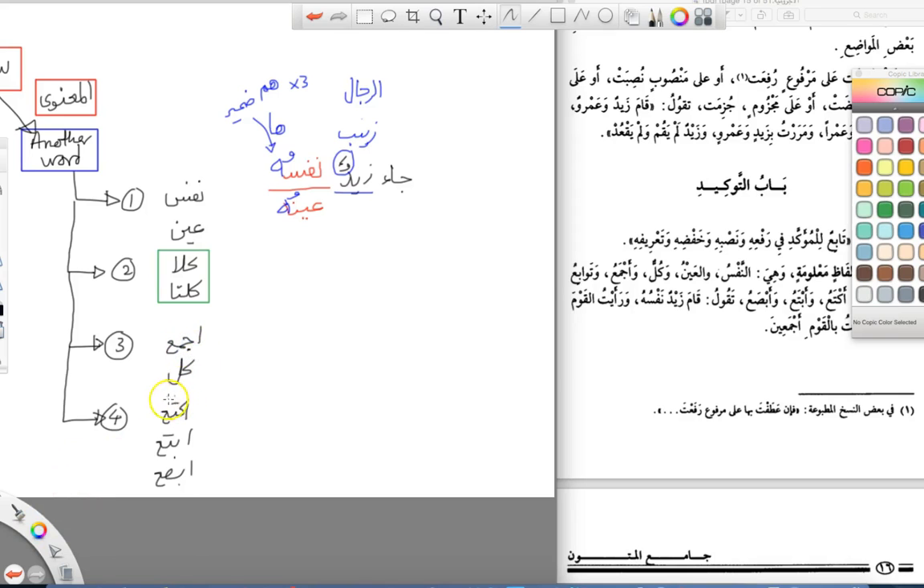Yeah, so ajma' and kul. So how do we use ajma' and how do we use kul? The way ajma' is used and the way kul is used is like this.